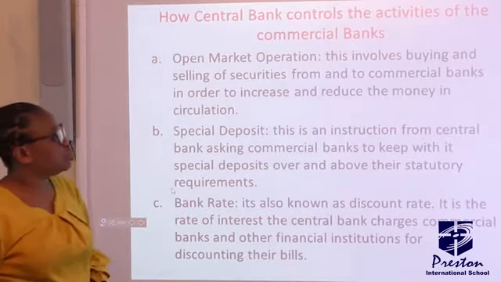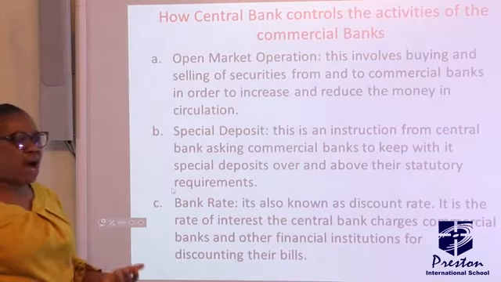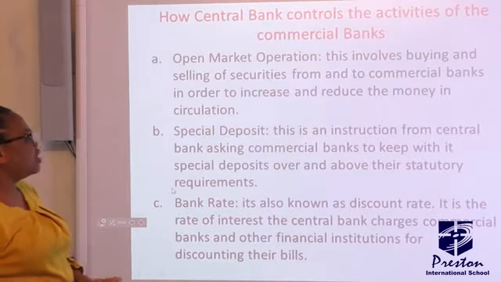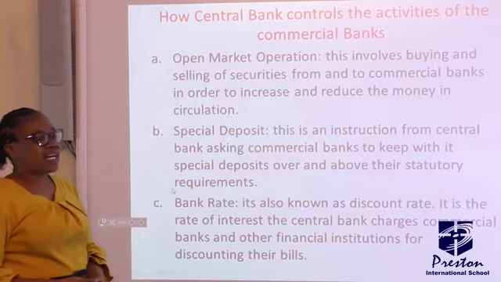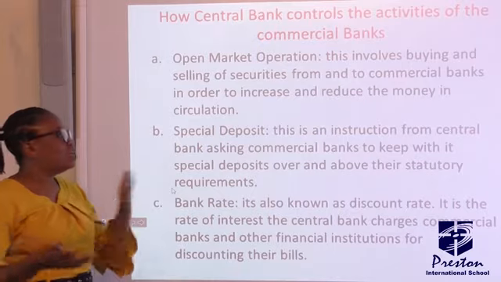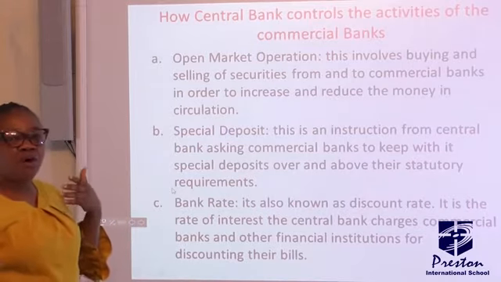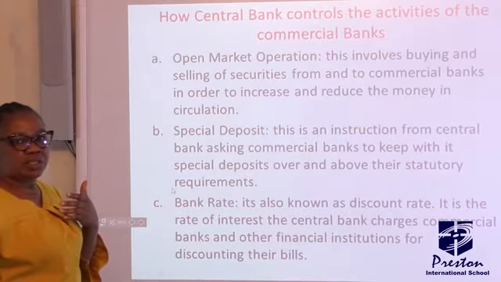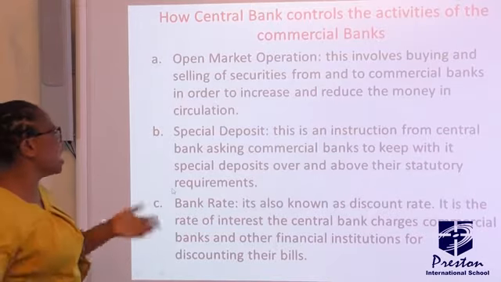How central bank controls the activities of the commercial banks. How do they control their activities? The first on the list is open market operation. Now, this one involves buying and selling of securities from and also to commercial banks. They buy it from commercial banks and they also sell it to them.